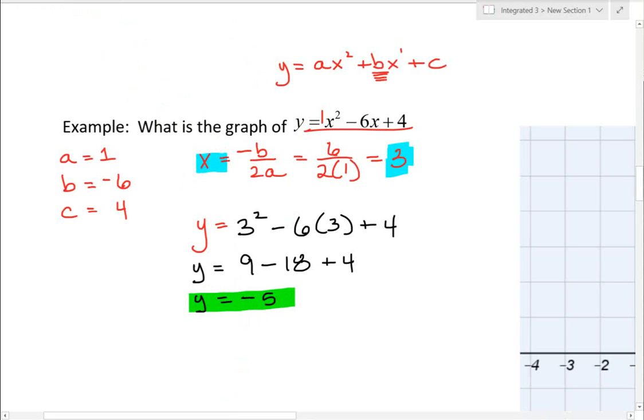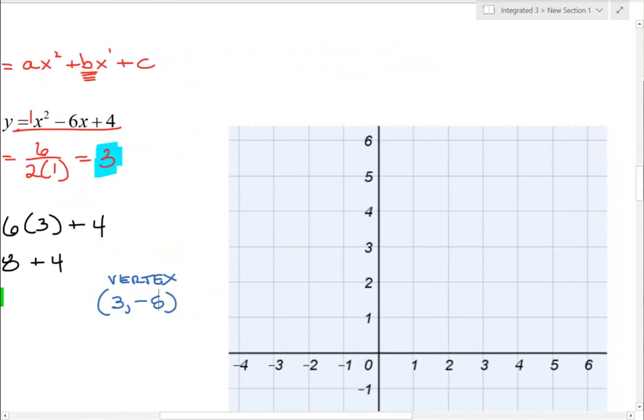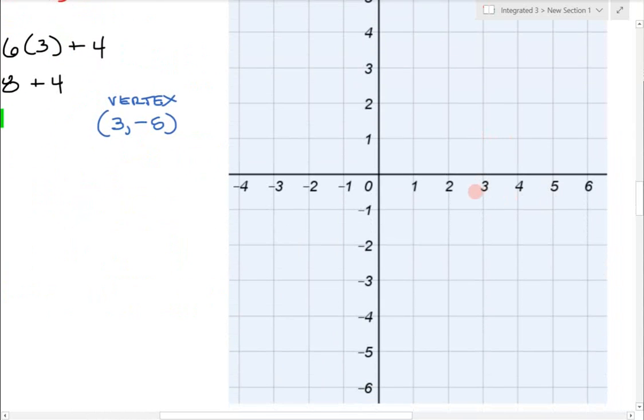Okay, so what does that tell us? Well, it tells us x was 3, and when x was 3, y was -5. So that tells us right now that 3, -5. X is 3, y is -5. That is your vertex. Okay, so I'm going to go find 3, -5. And we'll plot it.